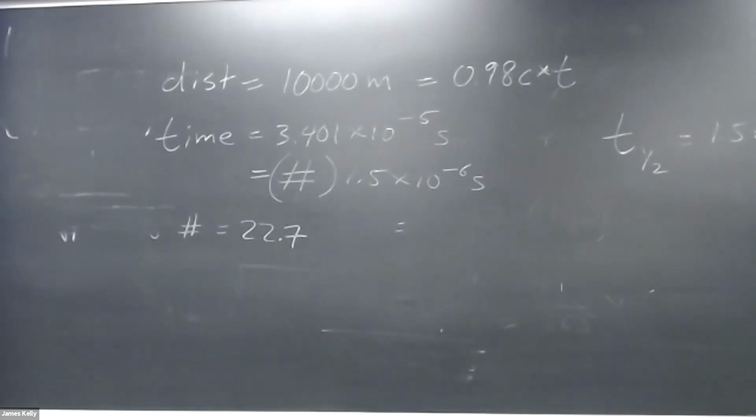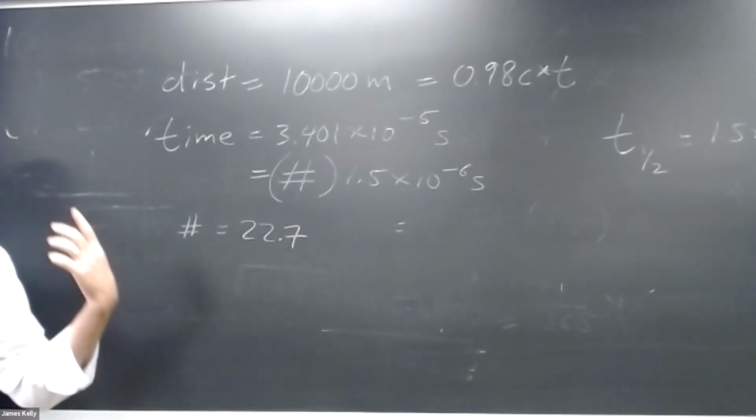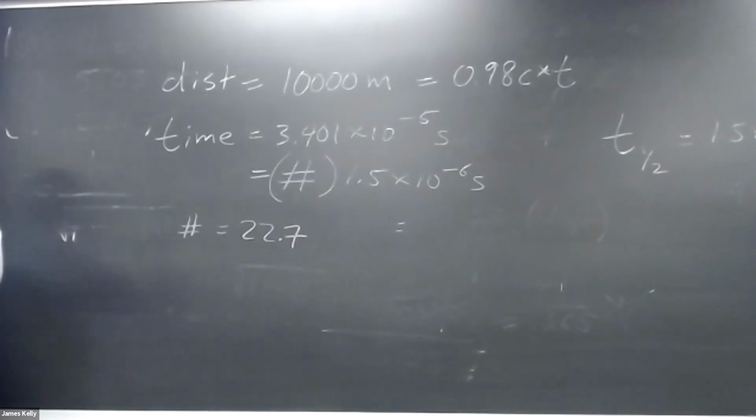Okay, so we created 1 million of them in the upper atmosphere. 22.7 half-lives elapse as they're going down to Earth. Again, we're forgetting about relativity for right now. Just what would Newton say? How many of them are going to be left? Well, if one half-life elapsed as they went down, how many would be left?